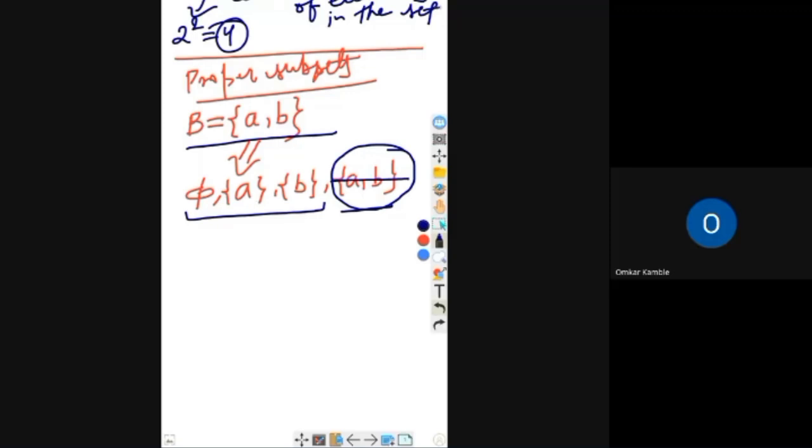So the number of proper subsets will be what? 2 to the power n minus 1. This formula will be used.